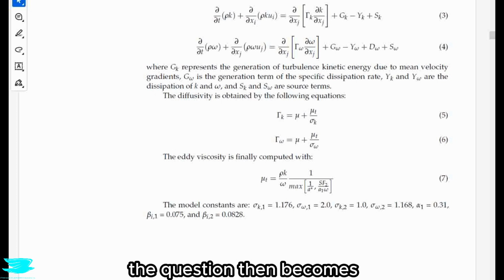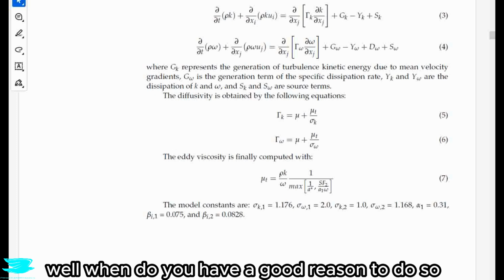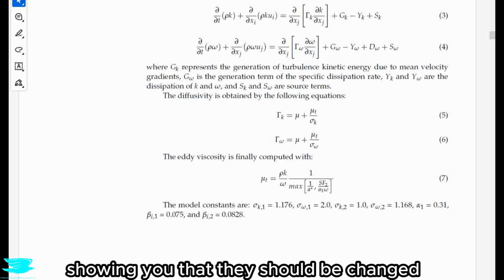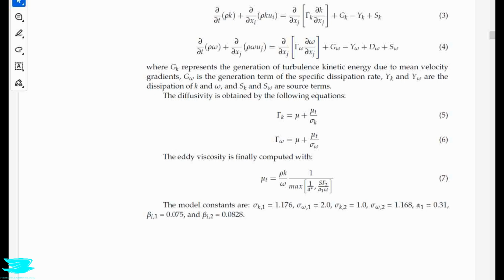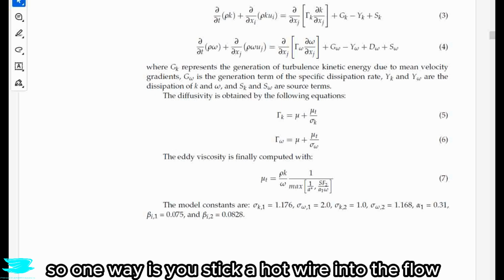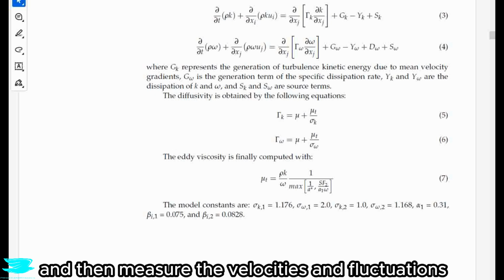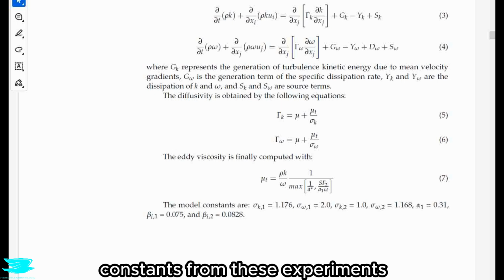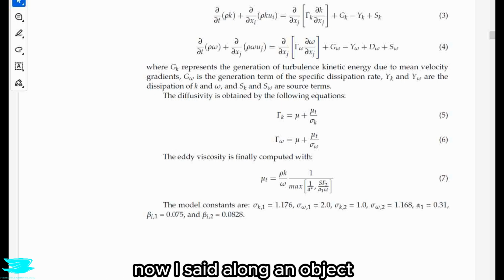The question then becomes, well, when do you have a good reason to do so? The answer is really if you have research showing you that they should be changed for your particular setup. So to elucidate that more, these numbers have also been found through experiments. So one way is you stick a hot wire into the flow and then measure velocities and fluctuations along an object. You can then deduce these constants from these experiments. Now I said along an object.